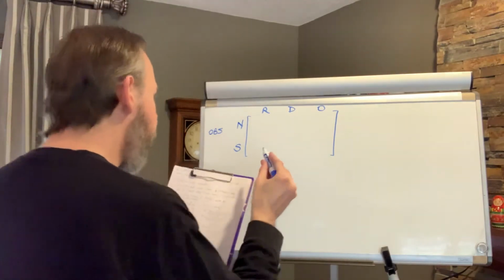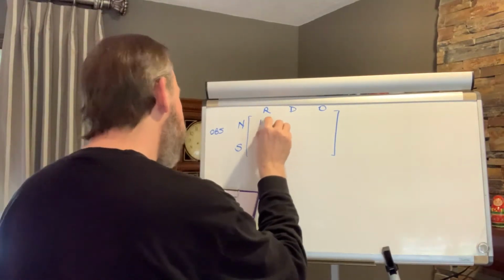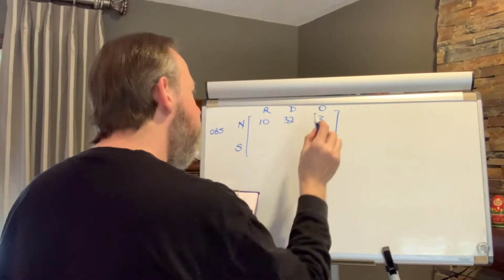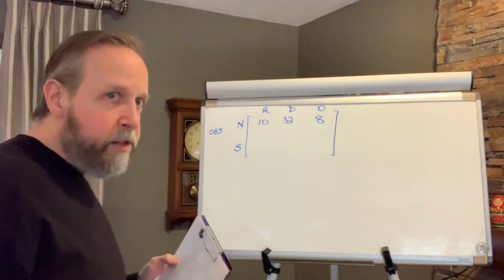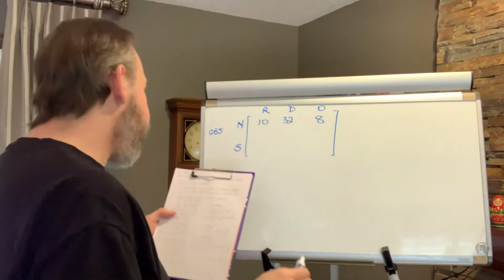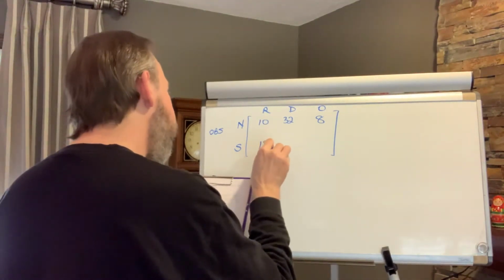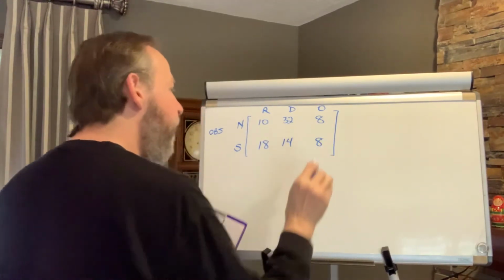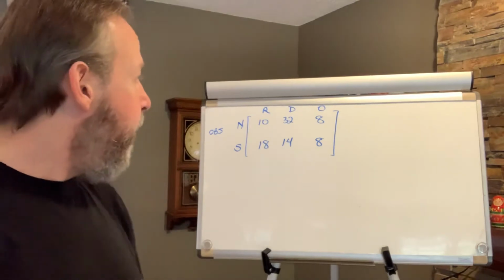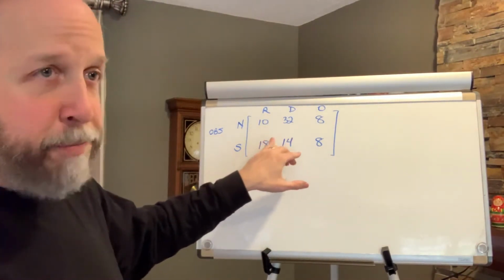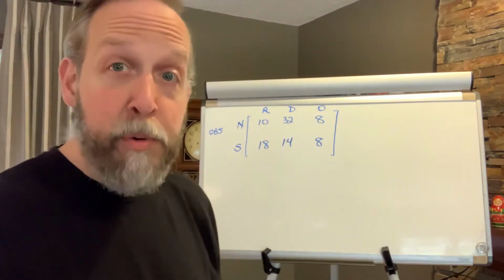In the North, I found I had 10 Republicans, 32 Democrats, and 8 others. Looks like in the North there was more of a favor on Democrats than Republicans. In my Southern sample, I had 18 Republicans, 14 Democrats, also 8 that fell as other. In the South, it looks like it's a closer match, but Republicans had a higher proportion than Democrats.